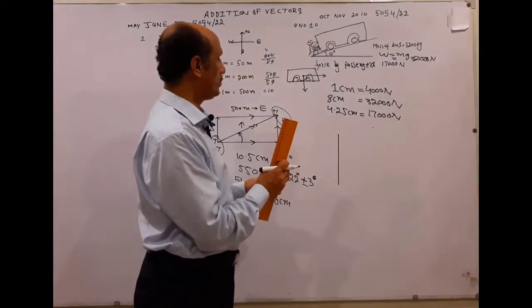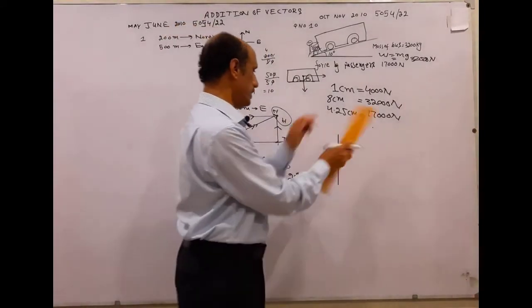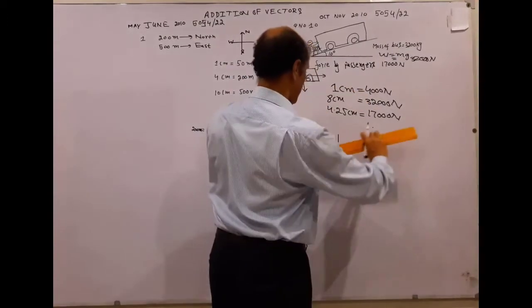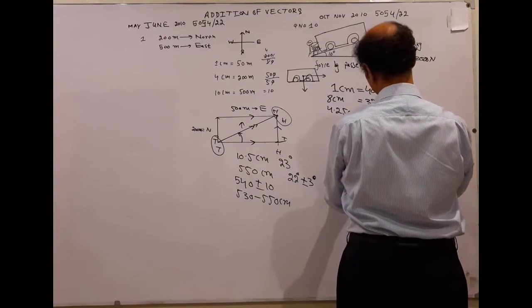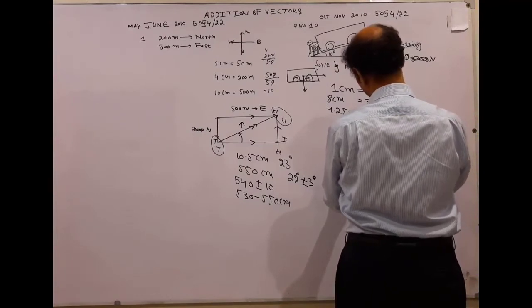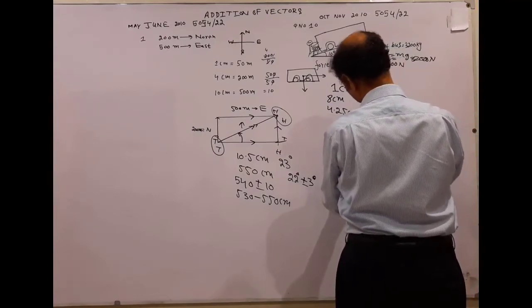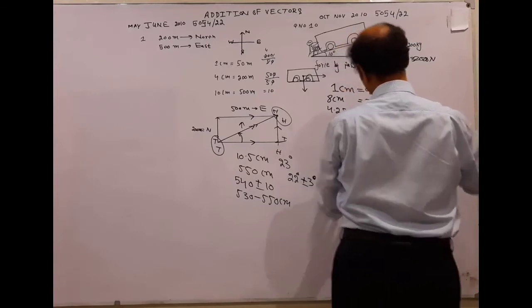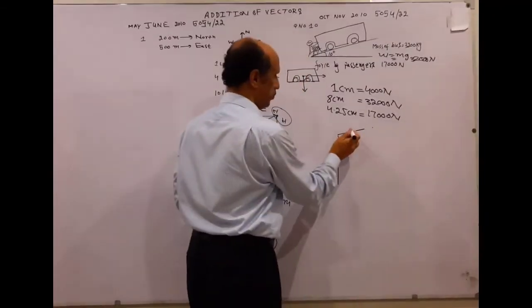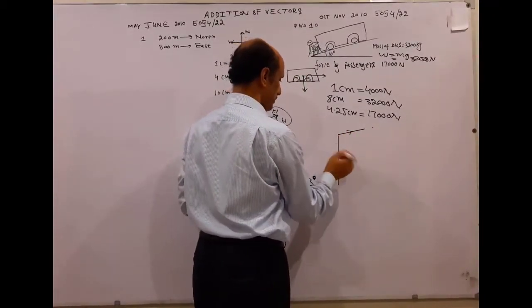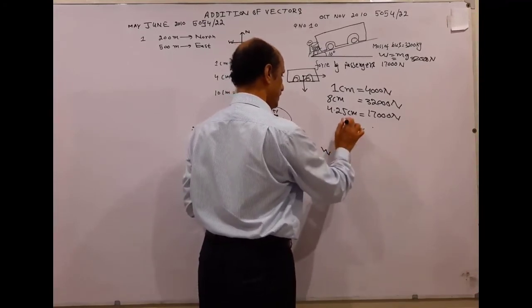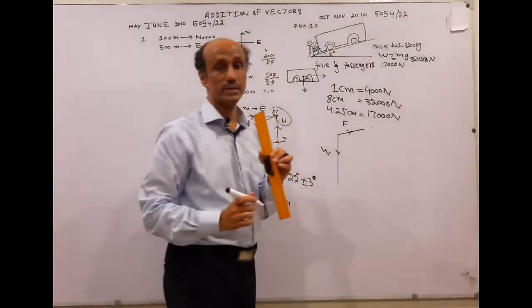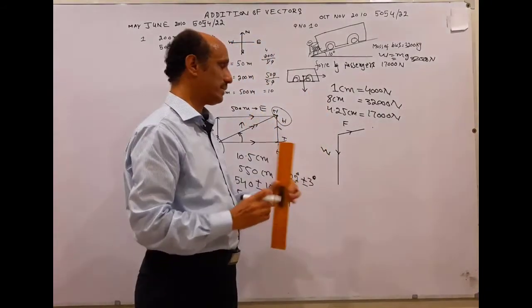And what should be the length? 4.25. Now I will draw this line and then you will observe. The length of this line is 4.25. Now the arrow sign: the weight is acting in this direction. The force exerted by the passengers is in this direction.